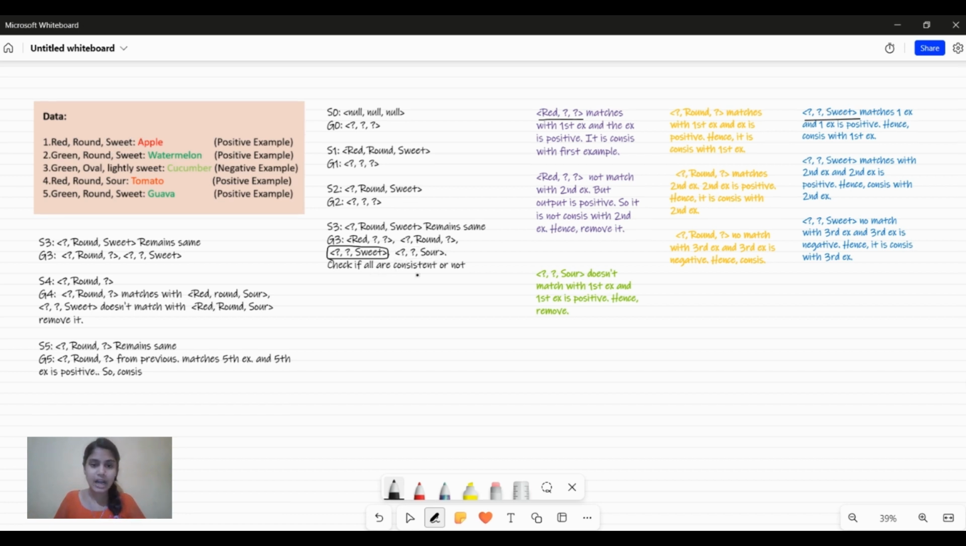So until now, what examples are remaining with us? This question mark, round, and question mark, and this question mark, and sweet. These both are remaining with us in the general hypothesis. So we have both of them in G3. Now, fourth example, red, round, sour for tomato, and it is a positive example.